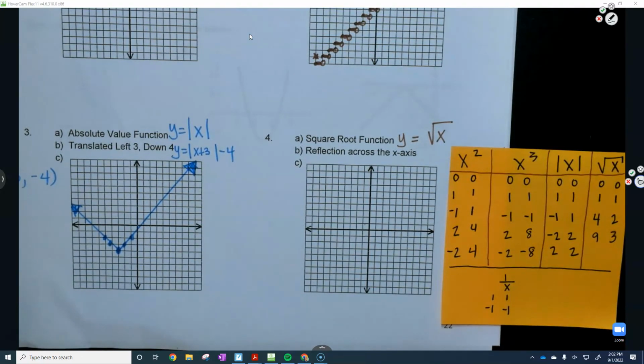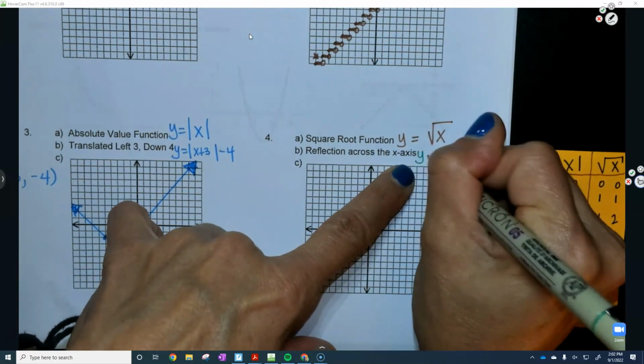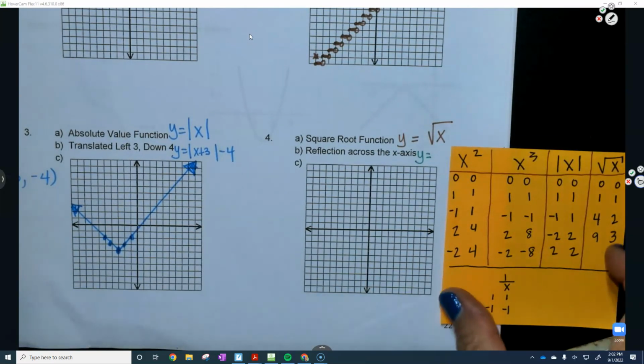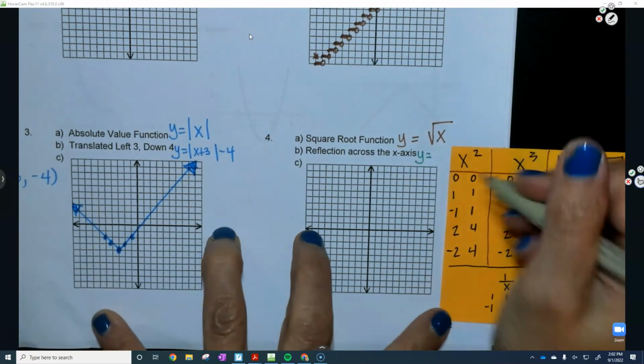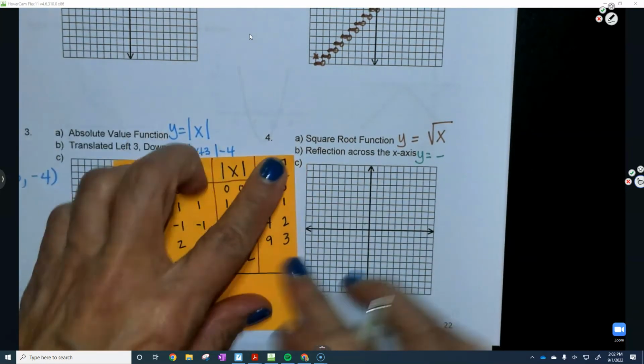So the only transformation we have here is a reflection across the x-axis. That's upside down. So if a reflection is upside down, which values are changing? The x-coordinates or the y-coordinates? Just the y's, that is correct. So it is going to be y equals the opposite output. So we need to have a negative, and then we're going to draw our square root symbol.